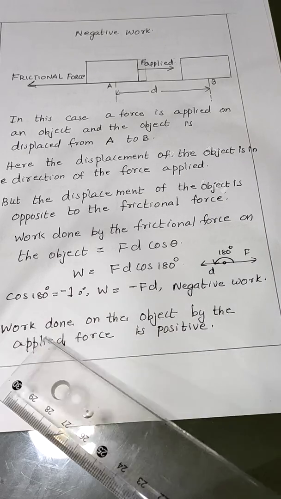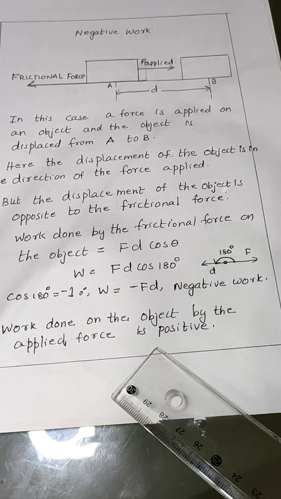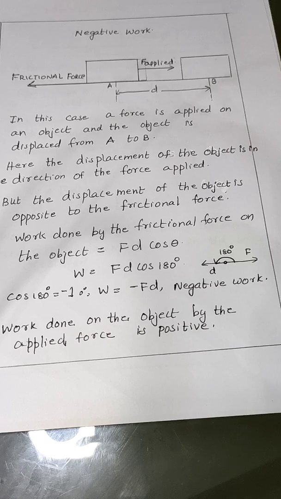Here we also have work done on the object by the applied force as positive. So in this case, the positive and negative work identification depends on the force involved. So if the question is, what is the nature of the work done by the applied force? Your answer to it is positive work, because the force applied and the displacement are in the same direction.